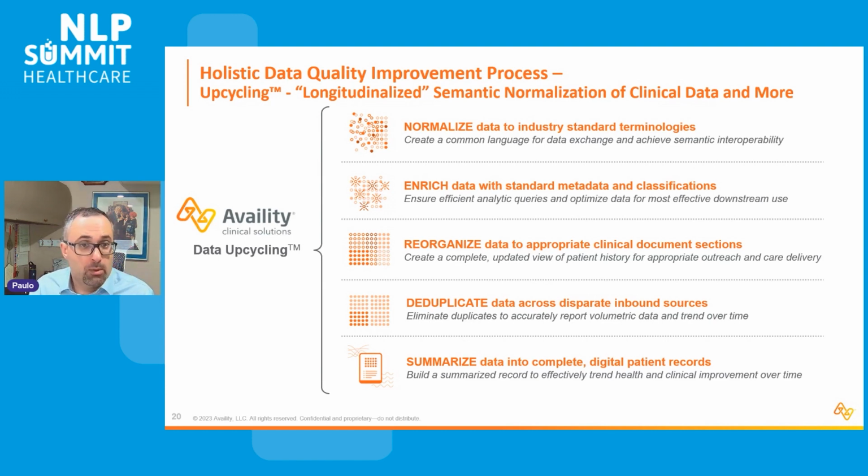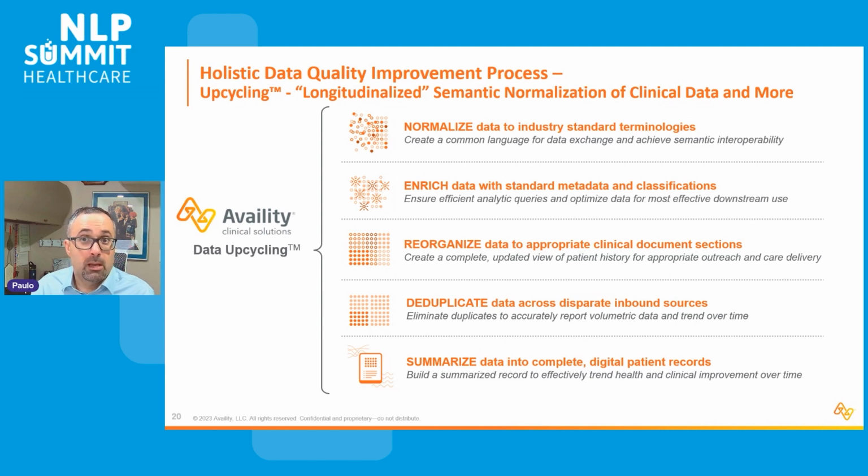We enrich the data with key pieces of metadata and classifications. So for example, we'll take information about a prescription and classify that drug at a higher level for that drug classification. So if someone, for example, is on morphine, we've appended to that they're on an opioid. We've also appended to that they're on a scheduled medication. And so that's an example of enrichment. Reorganization: we find that there are certain aspects of data that are in the wrong clinical sections of charts.